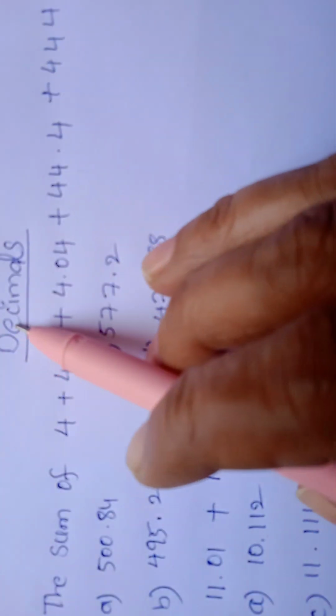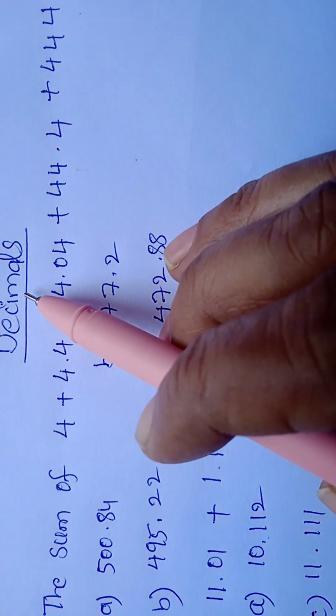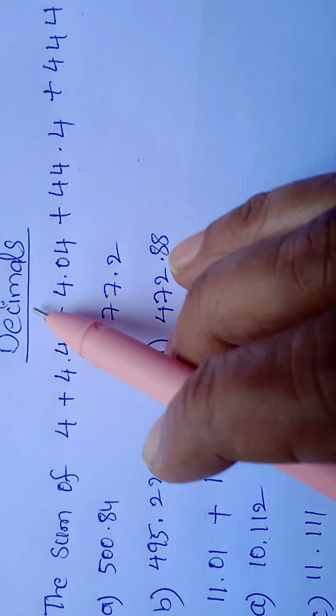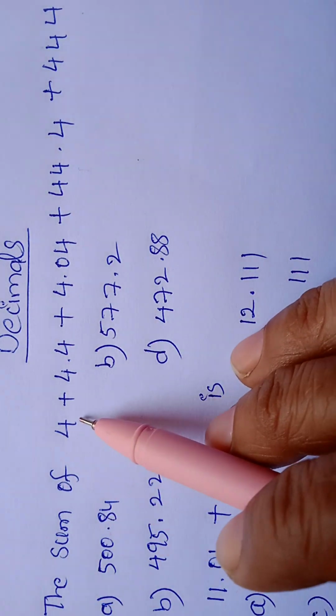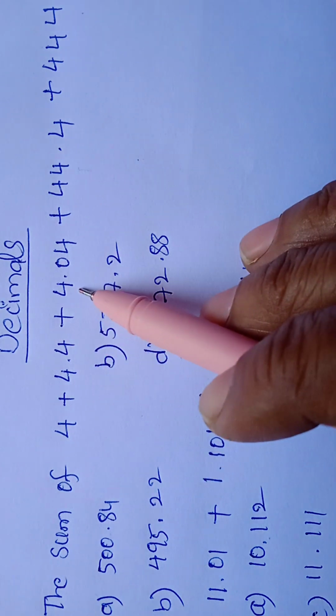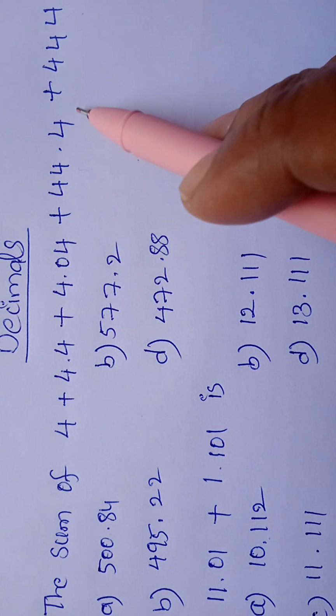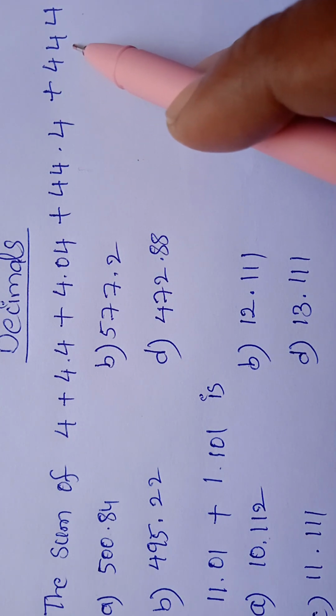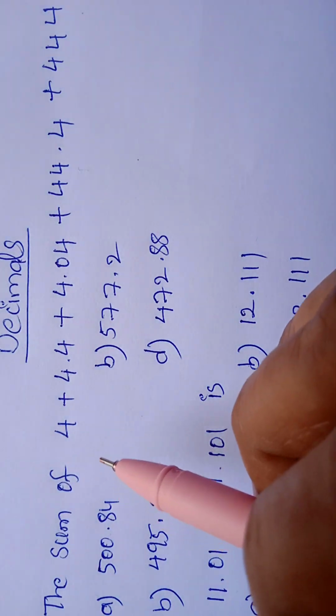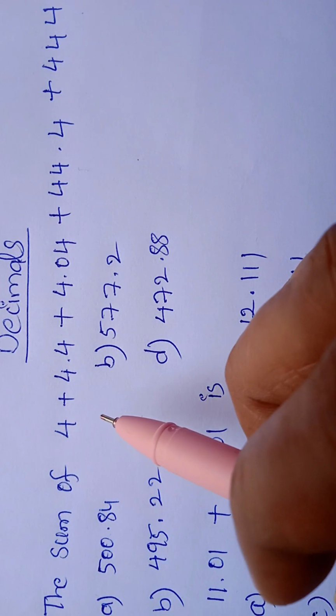Today we are discussing decimals, 6th class CBSE syllabus. The sum of 4 plus 4.4 plus 4.04 plus 44.4 plus 444. So simply we can choose the answer.